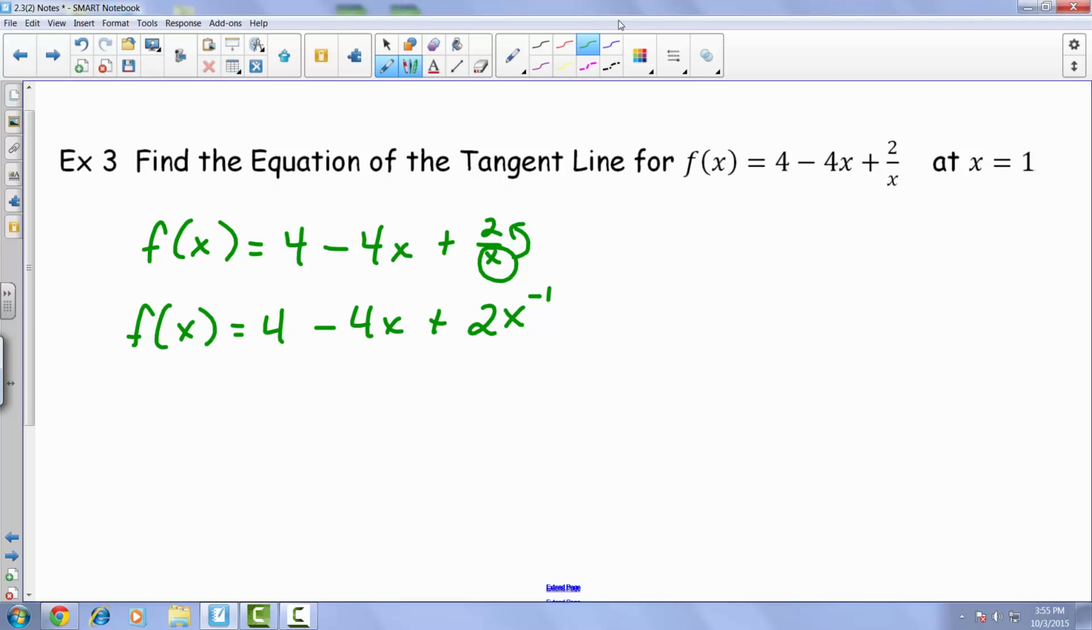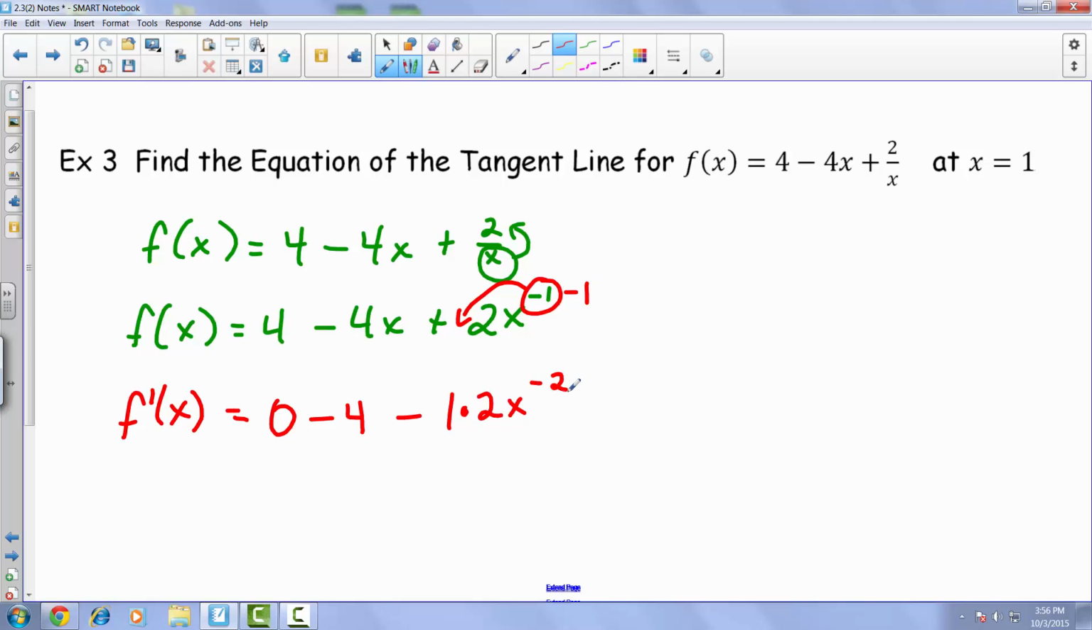Now we can take the derivative a little bit more easily. So when we take the derivative with respect to x on both sides, we end up with f prime of x is equal to the derivative of a constant, which just comes out to be 0. The derivative of negative 4x just comes out to be negative 4. And using the power rule with this last term, we bring this negative 1 out into the front. So we have minus 1 times 2 x, and then subtracting 1 from our exponent. So ultimately, our exponent comes out to be negative 2.